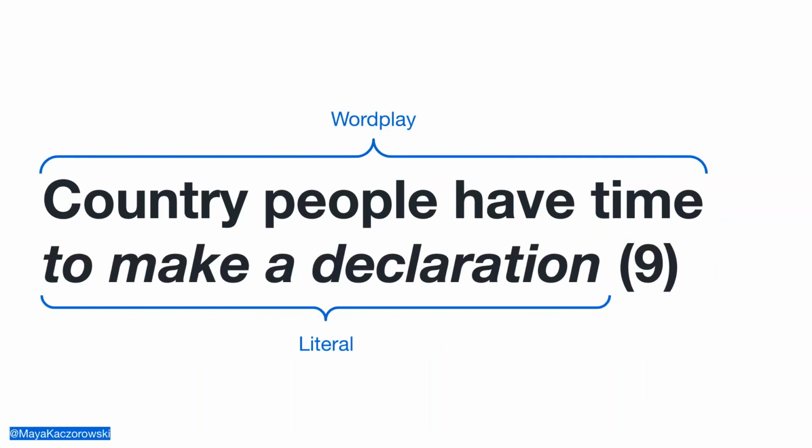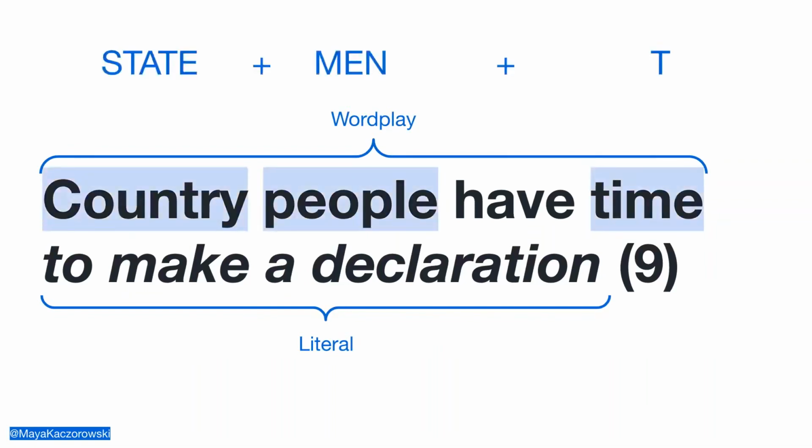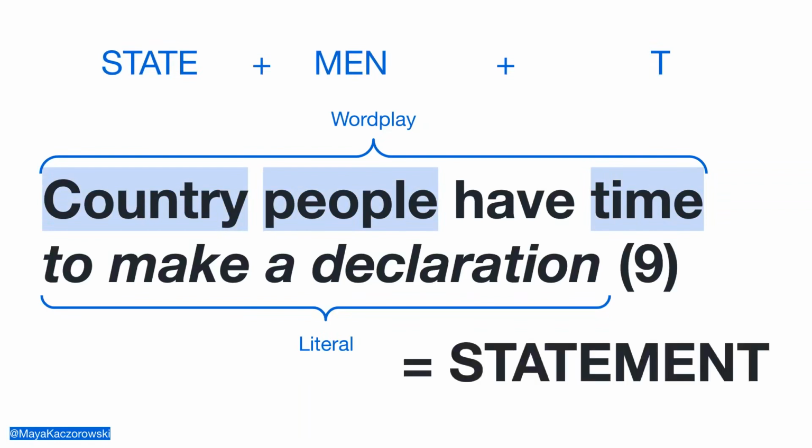In the wordplay, we can actually split up country people have time into individual words. Country could be state, people could be men, and time is the letter T. And you put those together and you get statement.